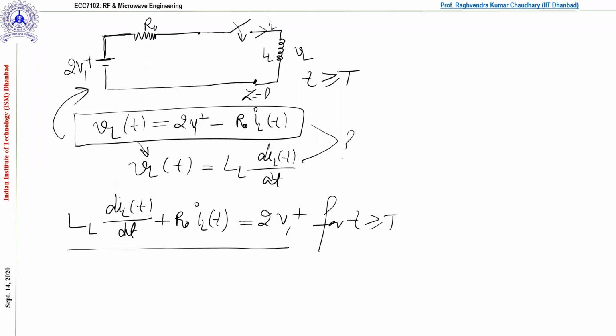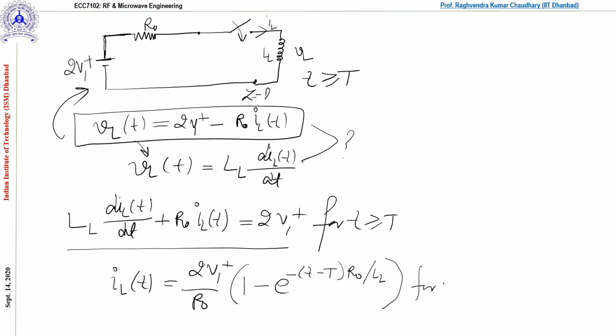This is the first order differential equation, and we solved it many times in our math course. Fine. So what is the tentative solution? If you recall, the tentative solution will be in exponential form. Here the unknown is IL, so we can guess the solution because we already know the particular solutions for this differential equation. Not going into detail on how to solve it, I'm directly copying the solution we derived in math class. So IL as a function of time is equal to V1 plus over R0 times 1 minus e to the power minus (t minus capital T) R0 divided by L_L. This is for t greater than capital T. Fine.